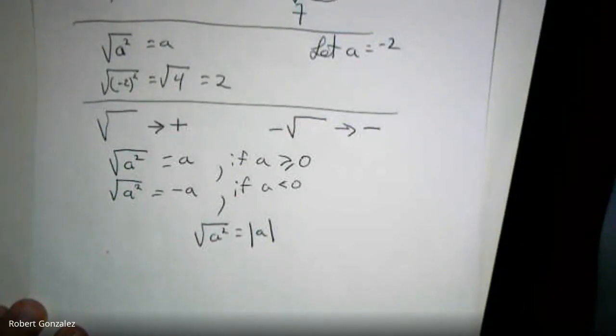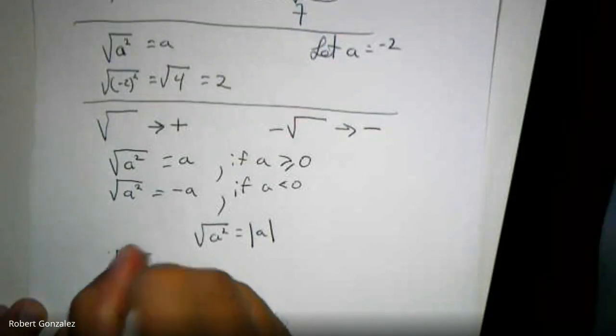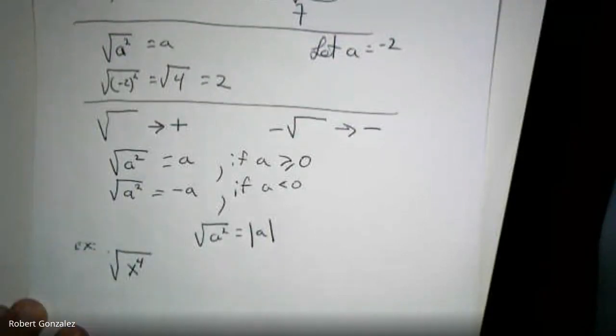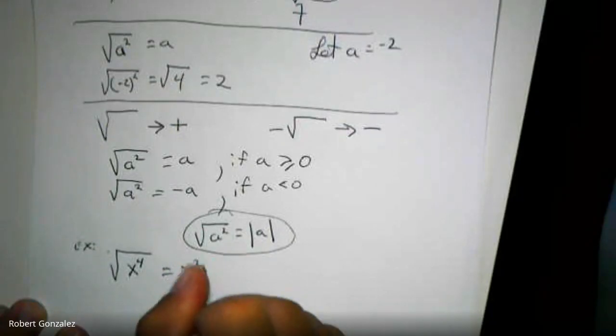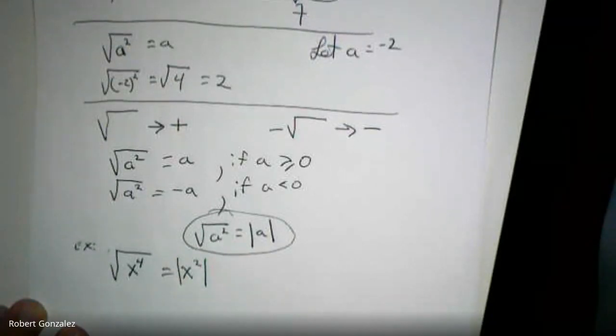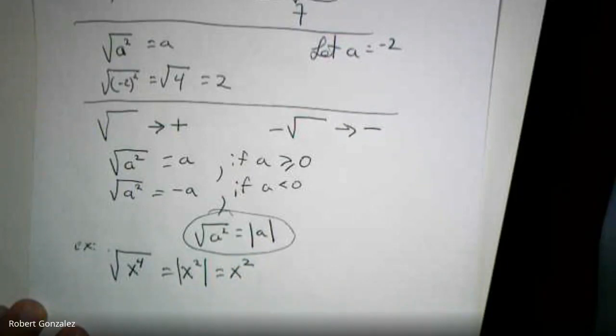So let's see how this works. What if I had the square root of x to the 4th? Well, I'm going to really focus on using this bottom one here. And I know if I'm doing the square root of a variable expression, I get the square root and in absolute values. But you know what? X squared is already positive, whether you're positive or negative. If I square -5, if I square 6, it already turns out positive. So I can take off the absolute values.